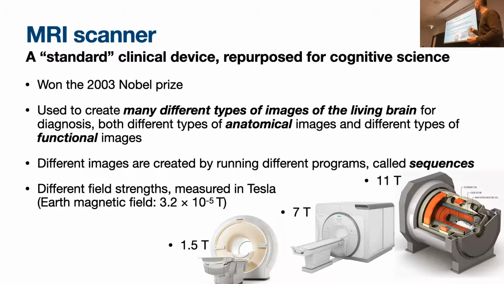Anyway, the thing is, different programs called sequences make the scanner do different things. You can create different types of images, and so forth. And the precision of the images depends on the strength of the magnet. It's a bit silly, but it really is the case that the stronger the magnet, the better the scanner. But it's also similar to the difference between a standard Volkswagen Golf and a Formula One car.